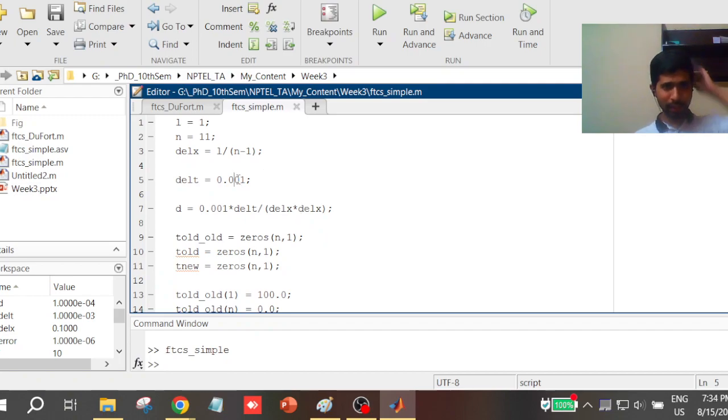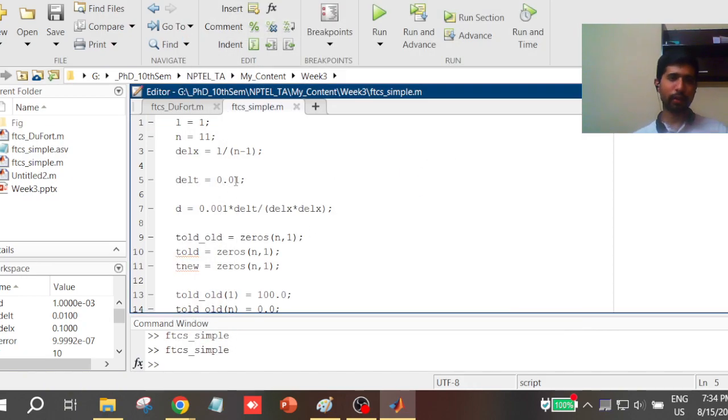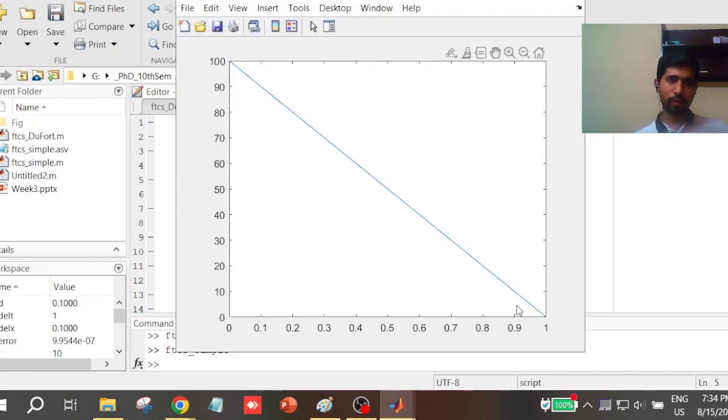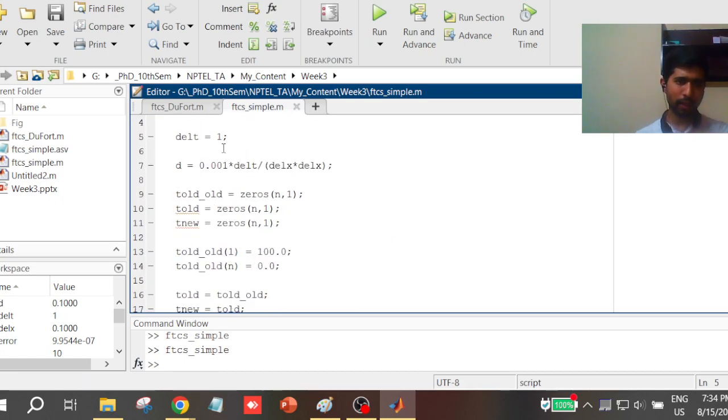Now delta t I have taken 0.001. Let me take 0.01. What will happen? Still you are getting a straight line, but if you actually do an error analysis, you will see that error is a little bit increasing. Now if I do delta t of 1, still I am getting the same straight line. I don't know where it has stopped, but let me just check.